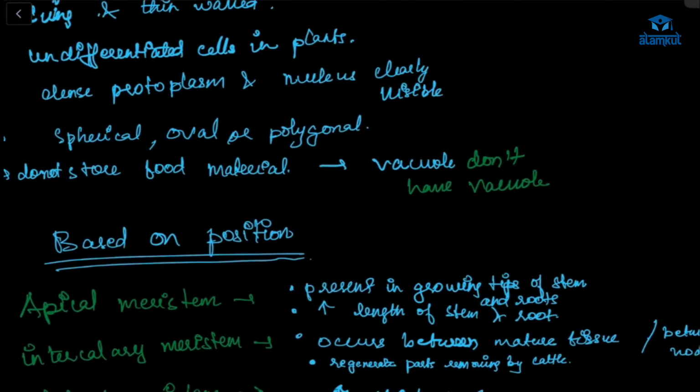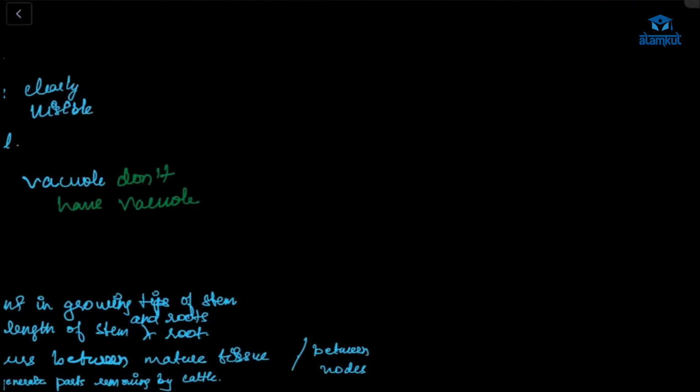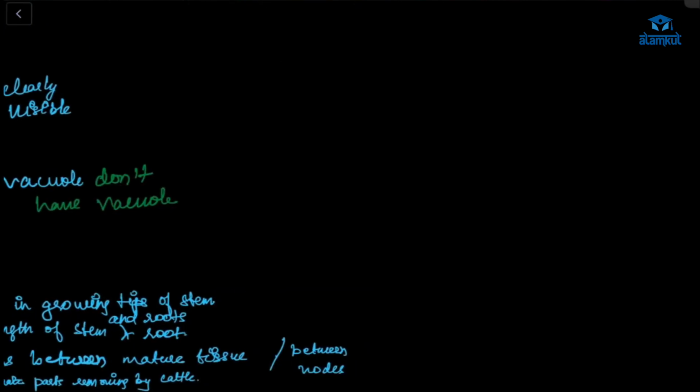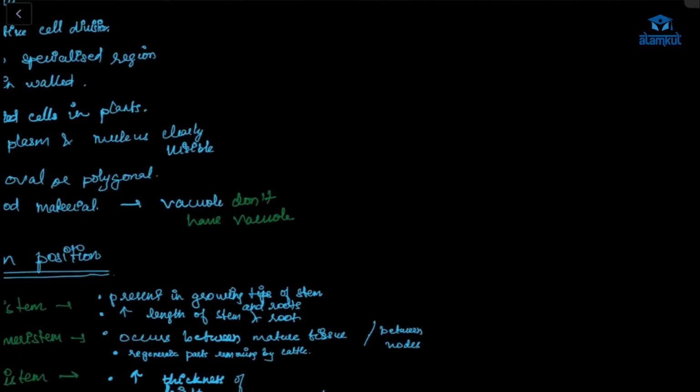Okay, Arham, tell me. Ma'am, I got it. One is intercalary meristem. I think Shazan, you didn't write anything this time. No, I wrote for the last one.